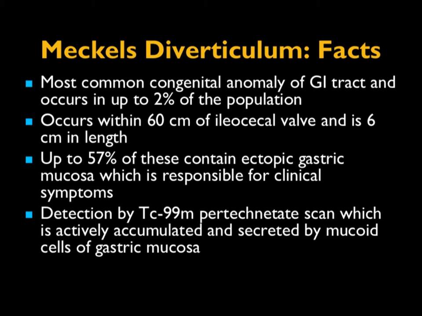It's the most common congenital anomaly of the GI tract. It occurs in up to 2% of the population, occurs within 60 centimeters of the ileocecal valve and 6 centimeters in length. Up to 57% of these contain ectopic gastric mucosa, which is responsible for the symptoms and the GI bleeding. And detection by technetium-99 pertechnetate scan, which is actively accumulated and secreted by mucoid cells of gastric mucosa, is positive in a significant number of these cases, but not always positive.